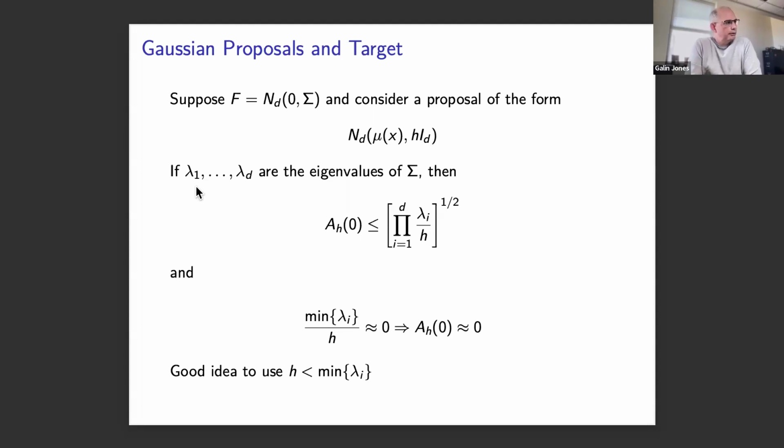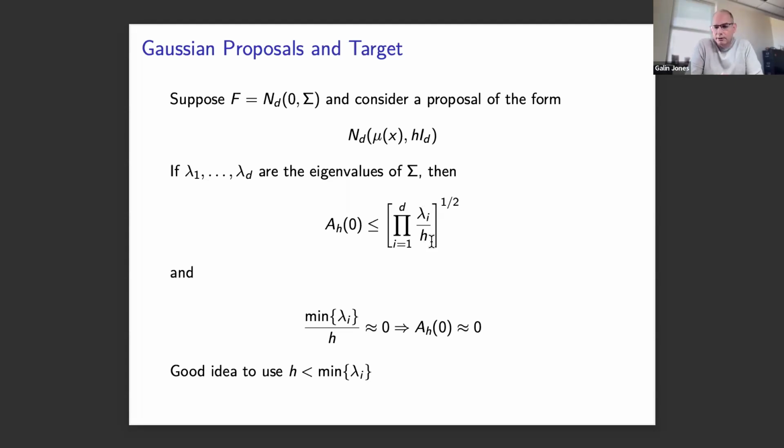So it's pretty easy to show that if the lambdas are the eigenvalues of this covariance matrix of the target distribution, then the acceptance probability at the origin, which is the optimal value, the center of the target distribution, is bounded above by this quantity. So it's the eigenvalue divided by the scaling that you get to choose. And so what does this say? Well, it says if the minimum eigenvalue over the scaling is close to 0, then the acceptance probability is going to be close to 0. And so it suggests that we should choose h to be smaller than that minimum eigenvalue.